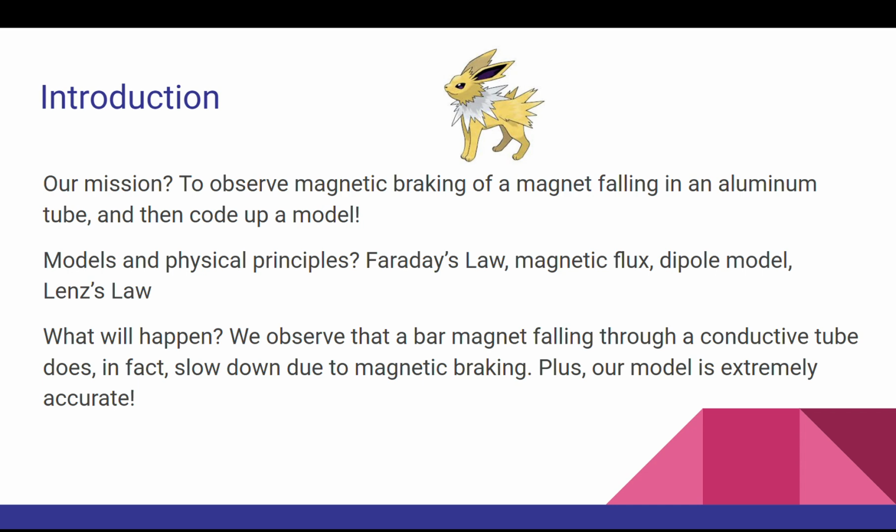Our models and principles here include Faraday's Law, magnetic flux, the dipole model for magnets, as well as Lenz's law. What will happen here is essentially we will observe that a bar magnet falling through a conductive tube does in fact slow down due to magnetic braking, plus our model is very accurate at predicting how long it takes to fall down the entire tube.